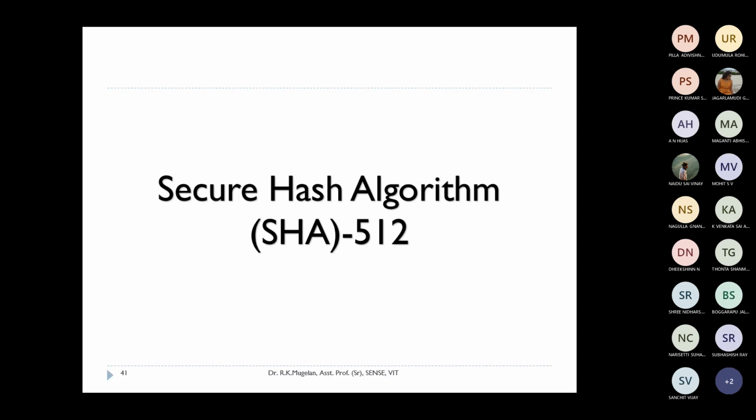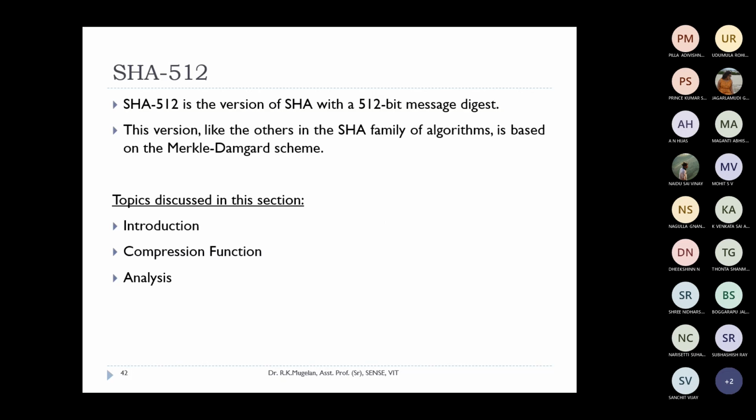Next hashing algorithm, which has again been built from scratch. The compression function is built from scratch. That is the Secure Hash Algorithm. In this, we'll be discussing SHA-512, the latest version which is in use. In the SHA-512 version, your message digest length is 512 bits, whereas in case of MD4, we had 128 bits. In this case, it is a 512-bit digest.